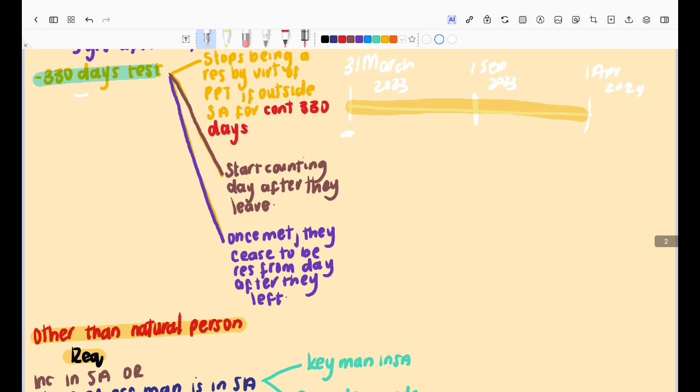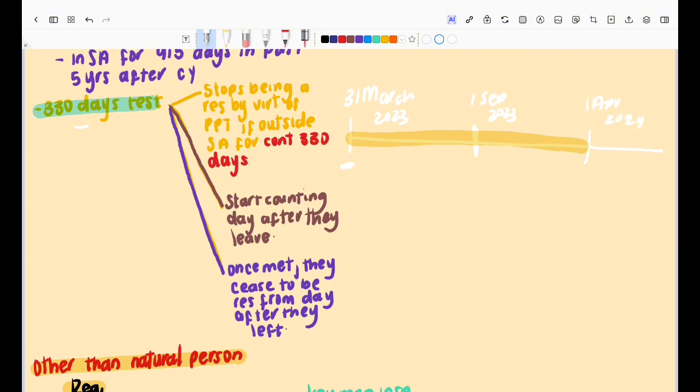And then you're going to continue to be a resident even if you leave until you meet the 330-day rule, right? So the 330-day rule just states that you must have been outside South Africa for a continuous 330 days for them to stop considering you as a resident, right? So basically what will happen is you met the test here, so we consider you to be a resident from the start. So any income you had from the 31st of March till the year end will be fully taxed worldwide income, right?